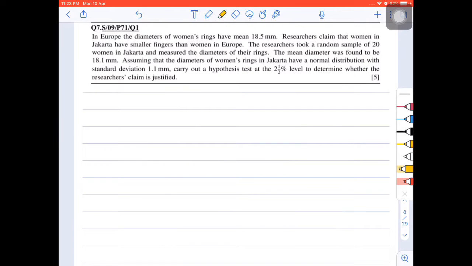Okay, so it's given that the diameter of women's rings has mean 18.5 millimeter. Researchers claim that the women in Jakarta have smaller fingers than women in Europe. So if I take h0 as mu equals 18.5 millimeter, because h0 will always be equality, it has to be equal to 18.5. So h1 will be that Jakarta has smaller ring fingers. That means that their mean should be smaller than this. So mu is less than 18.5 millimeter.